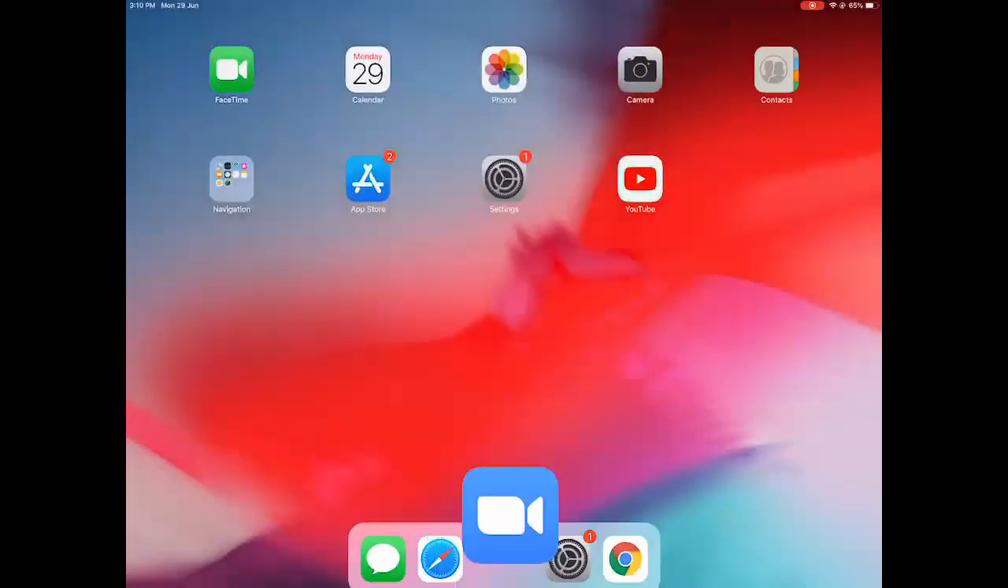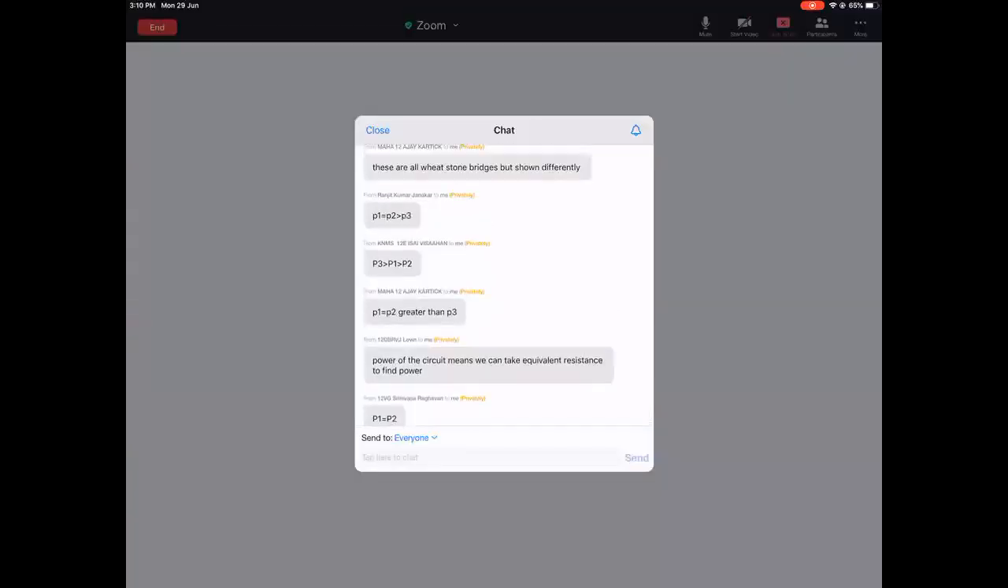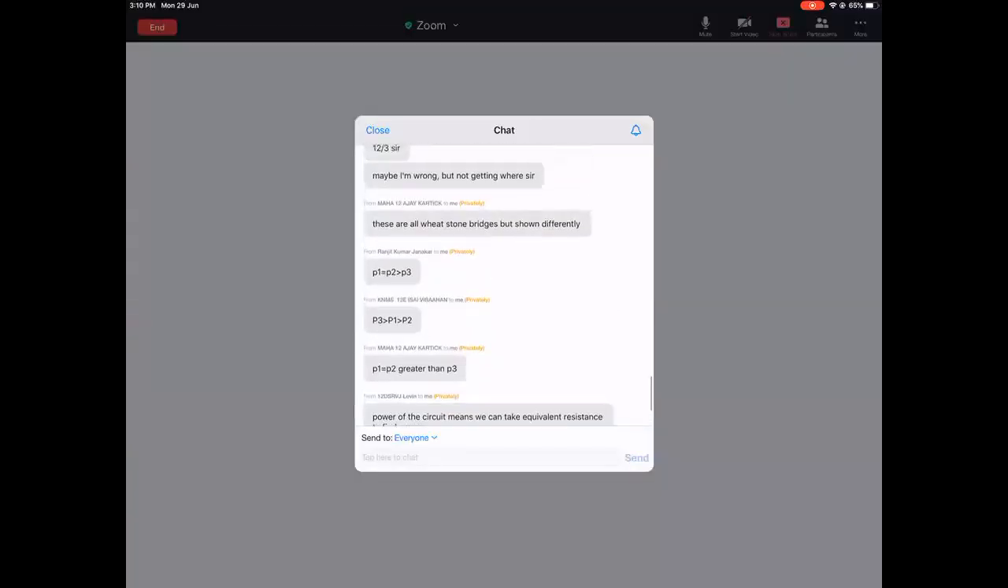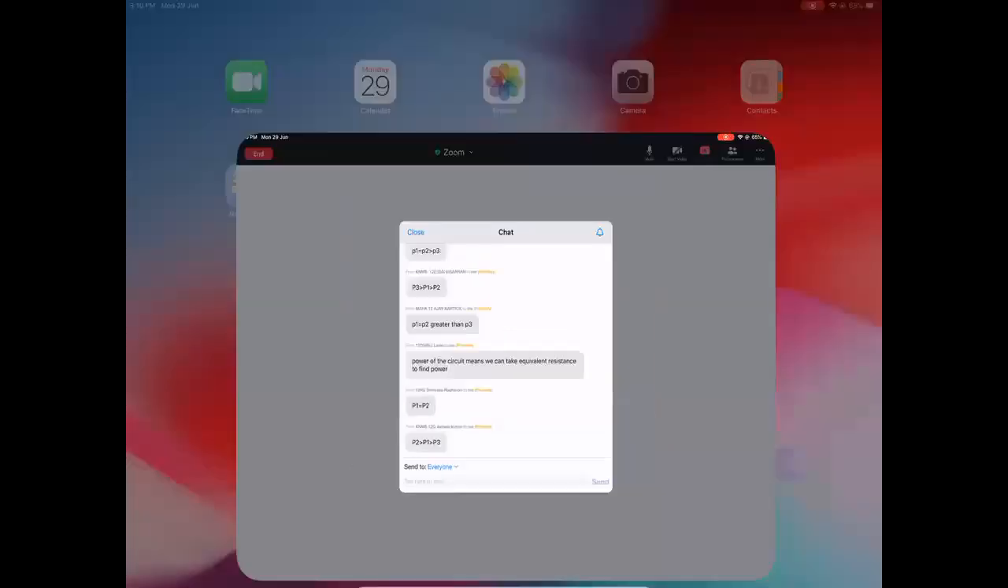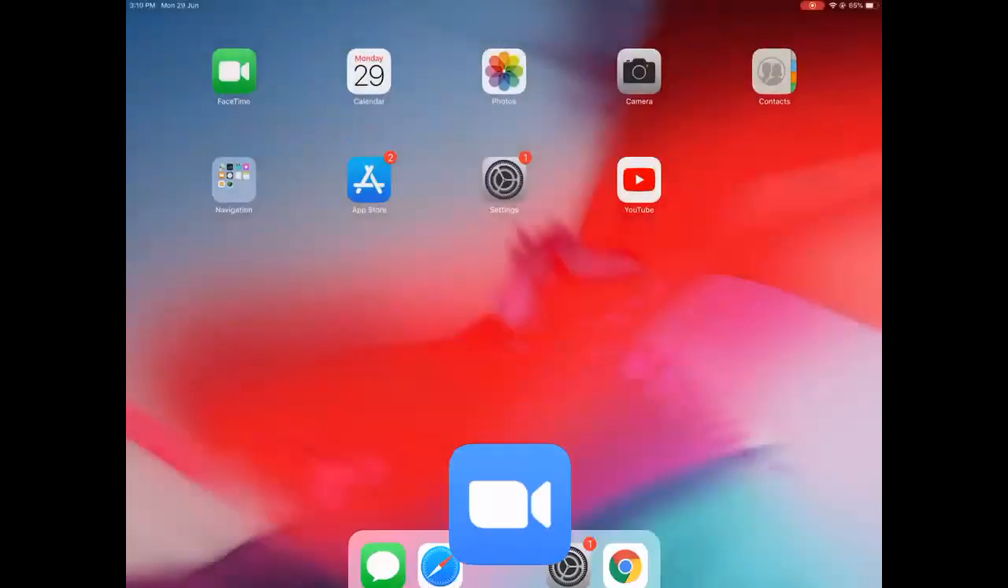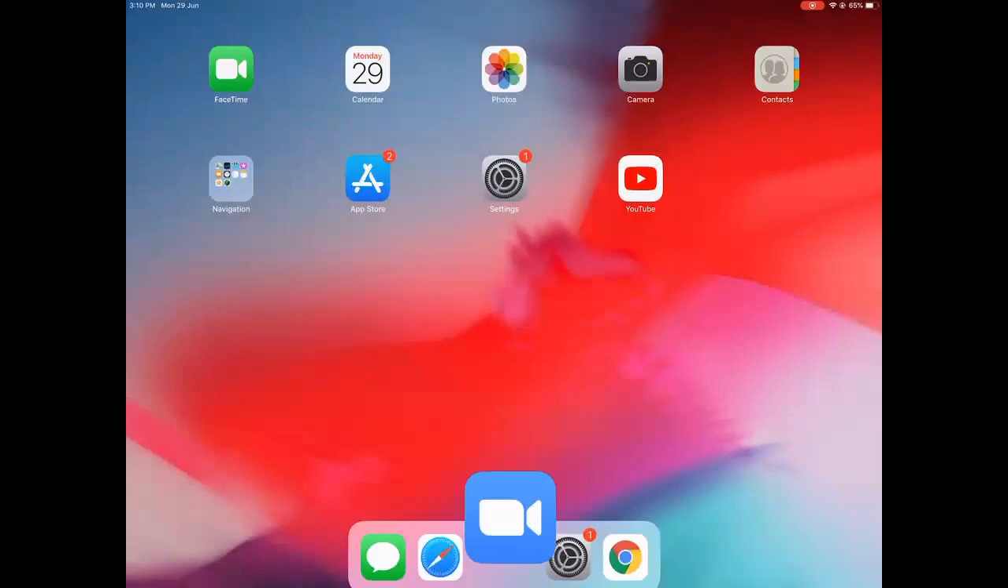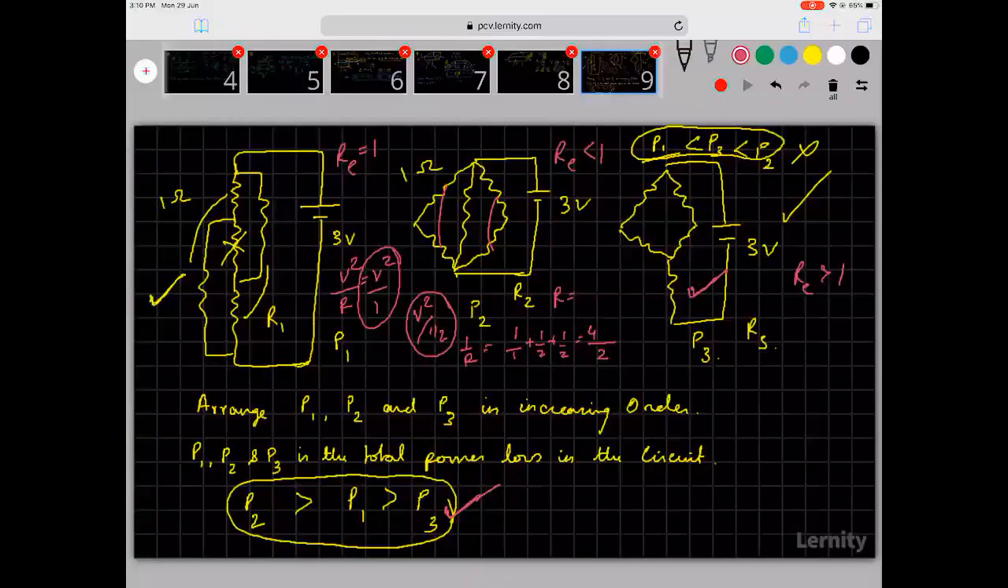Okay, so nobody gave the correct answer. This is also wrong. Now fine, no problem. Please understand how to work out these kinds of questions. The power loss is equal to V squared by R effective. All that you need to do is find out the R effective in each of the three cases. Once you get the R effective value, compute V squared by R effective, and from there you will be able to get the answer.